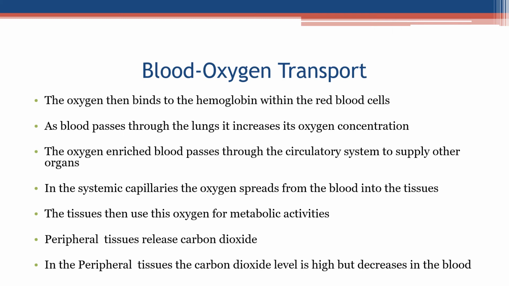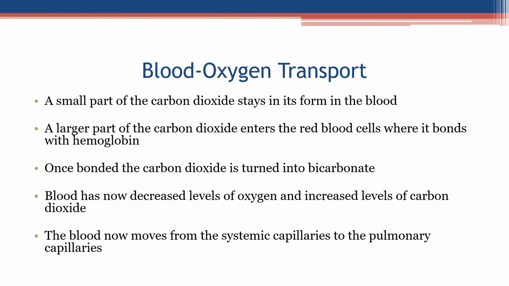The tissues then use this oxygen for metabolic activities. Peripheral tissues release carbon dioxide. In the peripheral tissues, the carbon dioxide level is high but decreases in the blood. A small part of the carbon dioxide stays in its form in the blood. A larger part of the carbon dioxide enters the red blood cells where it bonds with hemoglobin.